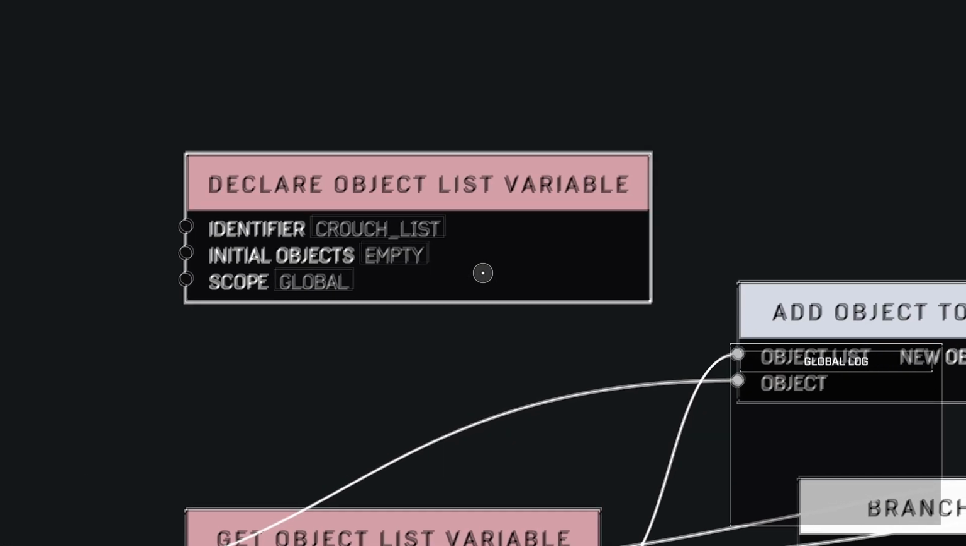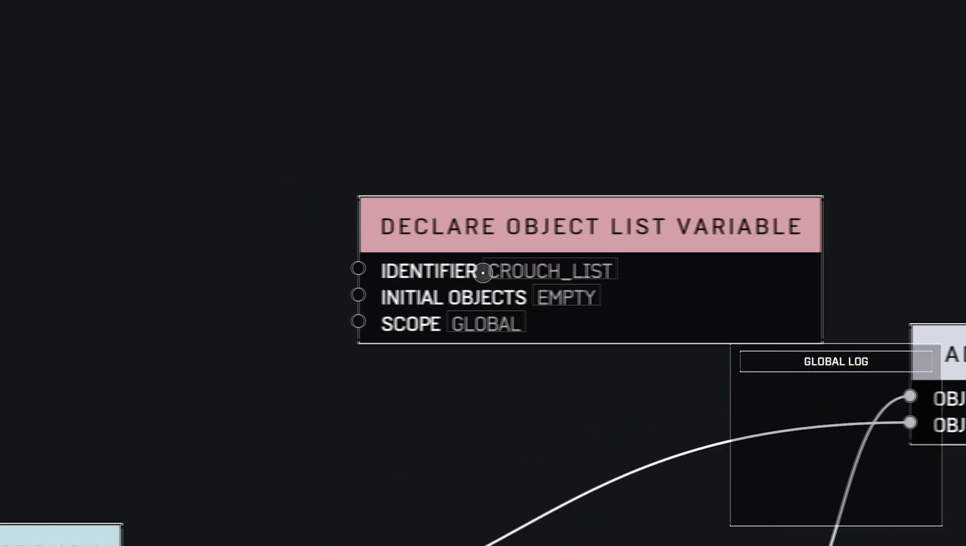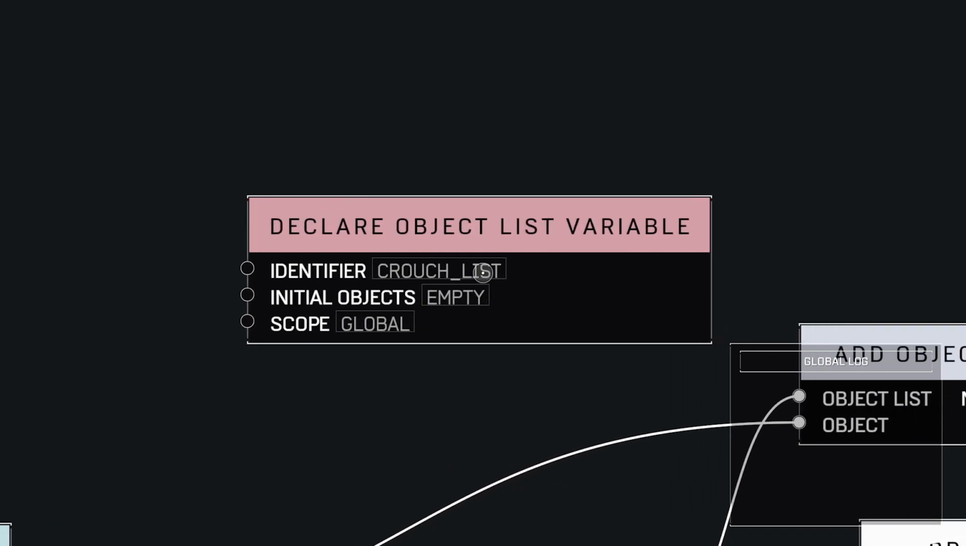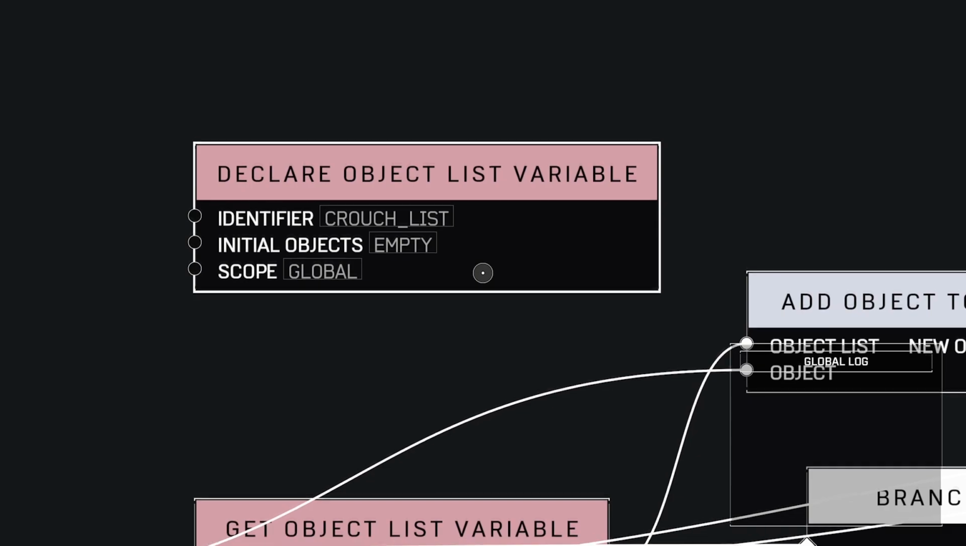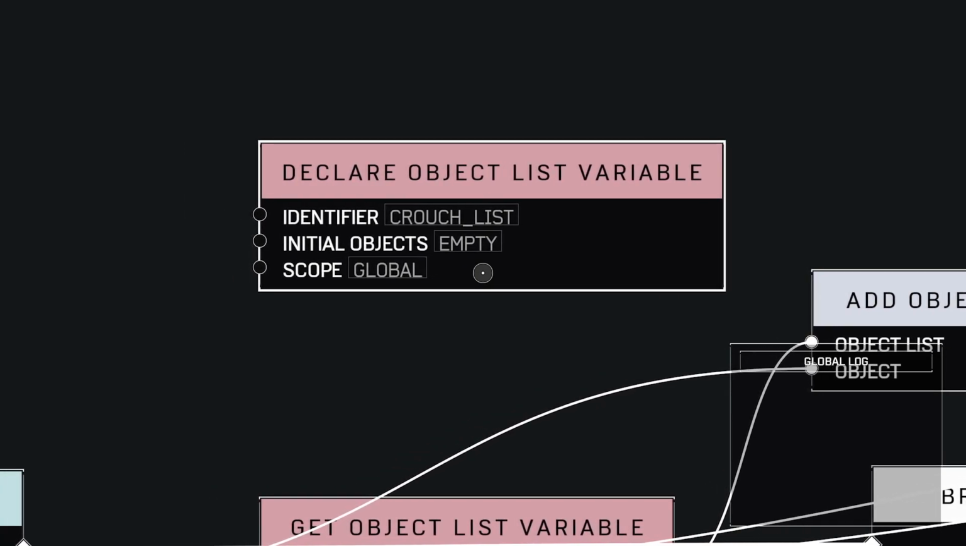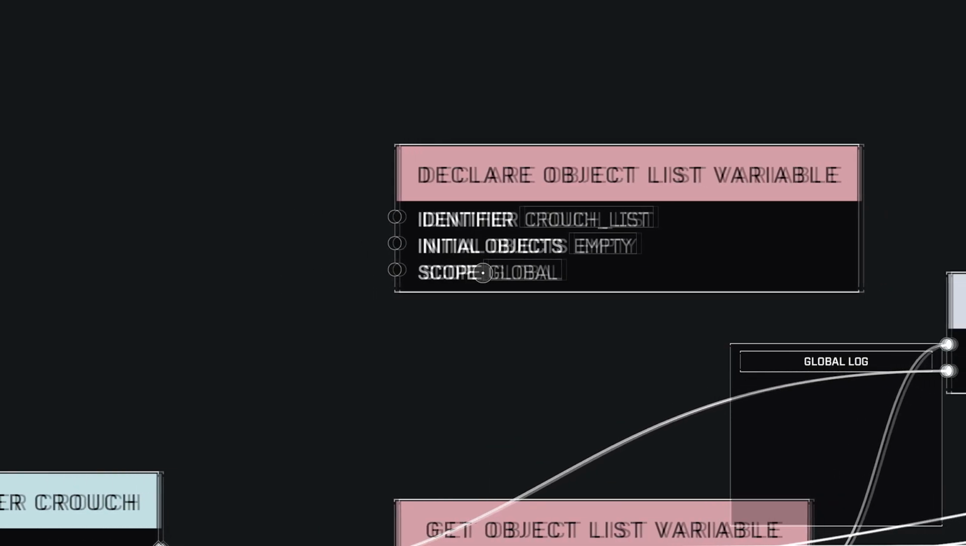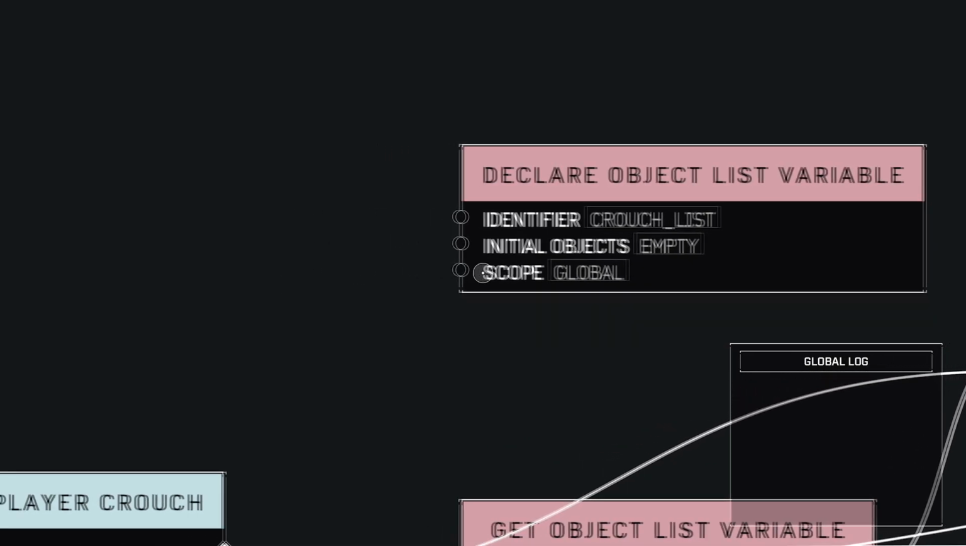So the only difference with this is that other script brains, if they are using the exact same identifiers that we are, like crouch_list for example, there may be some overlaps, but other than that, there shouldn't really be any issues. But I'm just pointing that out just in case there are some issues.